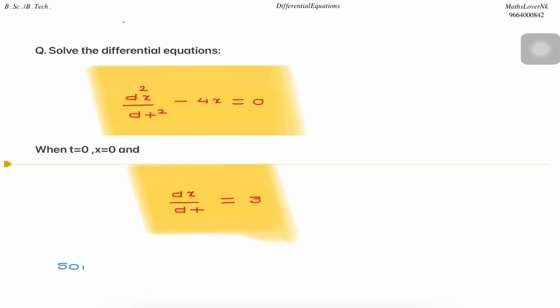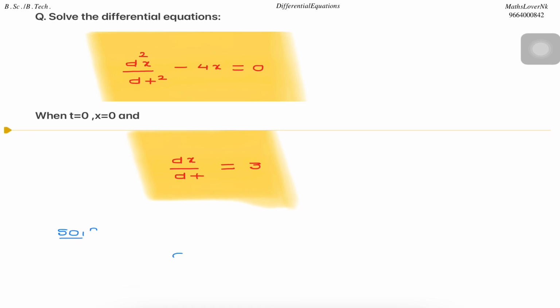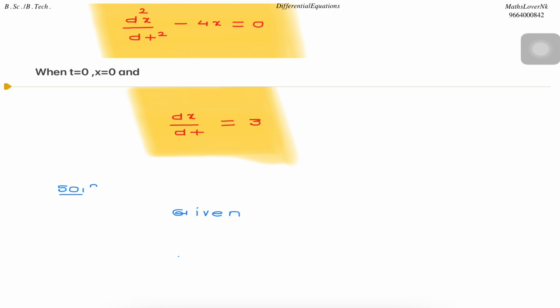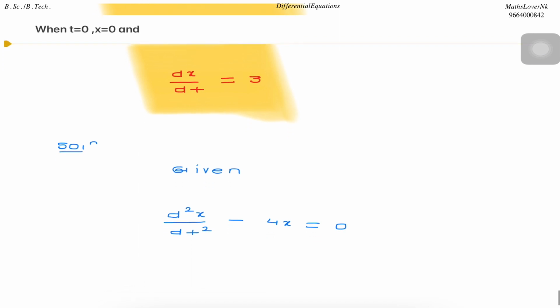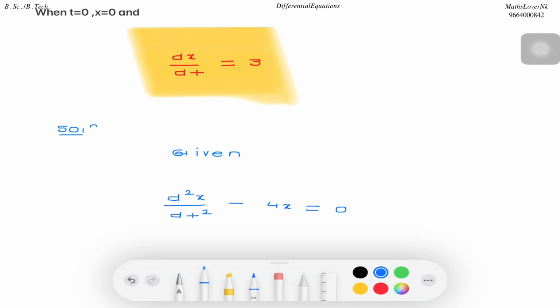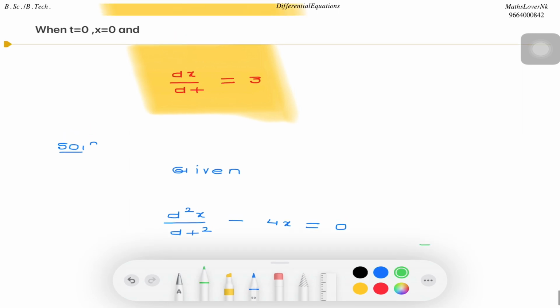At first, write down the given. The given equation is d square x upon dt square minus 4x is equal to 0. This is the given equation, equation 1.